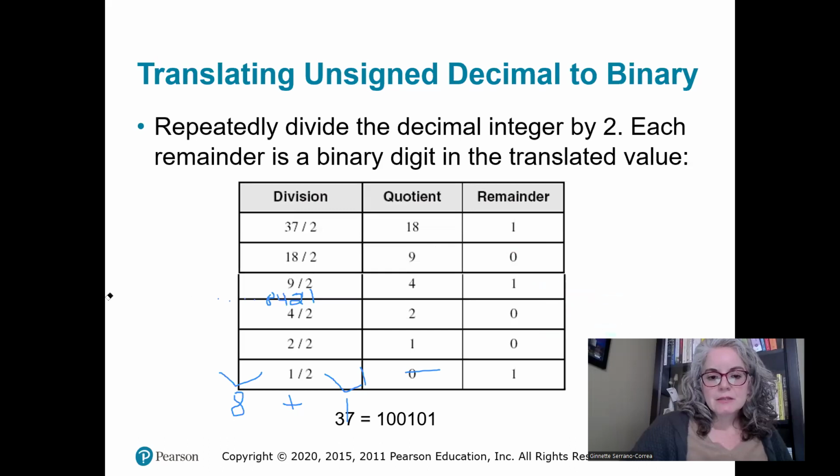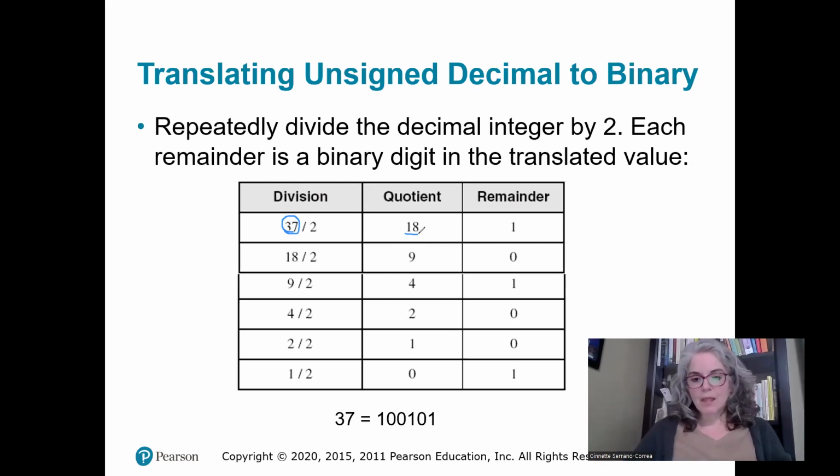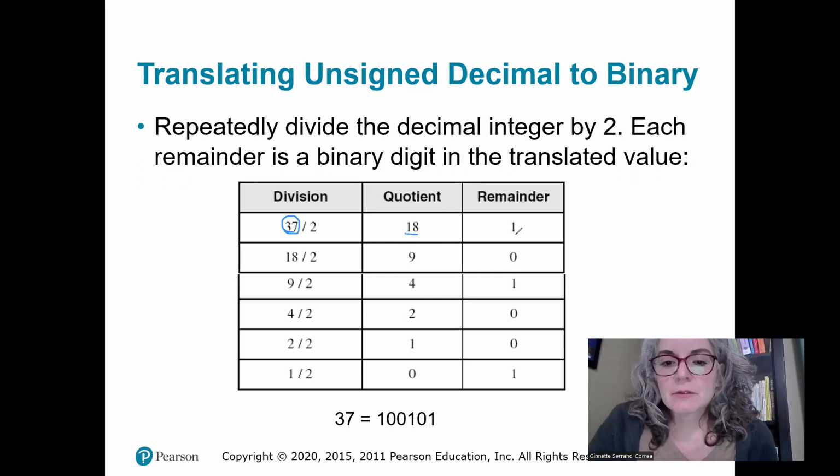So translating unsigned decimal to binary. So now we're going to take a decimal number and change it to binary. So we're going backwards. So when you do this, all you have to do is divide the decimal number by 2. So let's say we have the decimal number 37. We want to know what is 37 in binary. So you take the 37, you divide it by 2, and you get 18. 18 times 2 is 36. And you put the remainder. So the remainder is 1 because 37 minus 36 is 1.